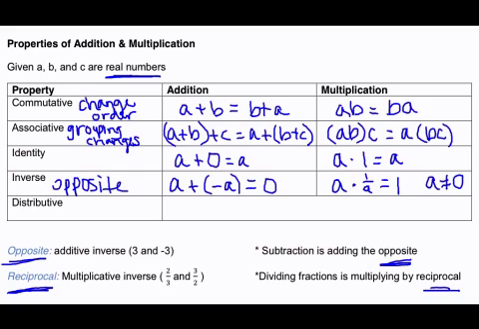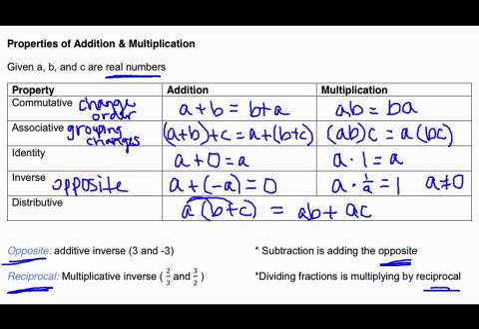And lastly, we have the distributive property. So if we have A and we're multiplying that times the sum of B plus C, we know that the distributive property tells us that we multiply everything outside the parentheses by everything inside the parentheses. So A times B would be AB, plus A times C, which is AC.